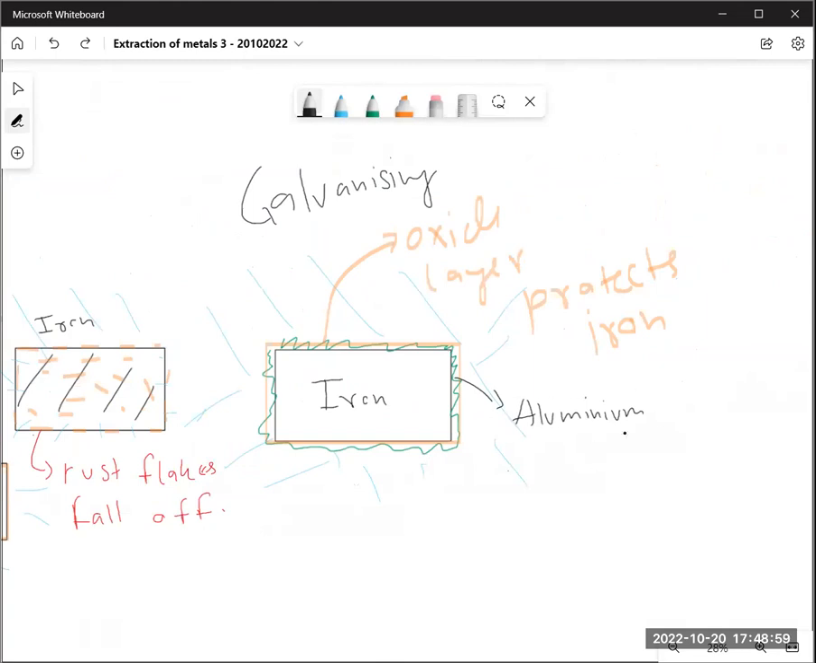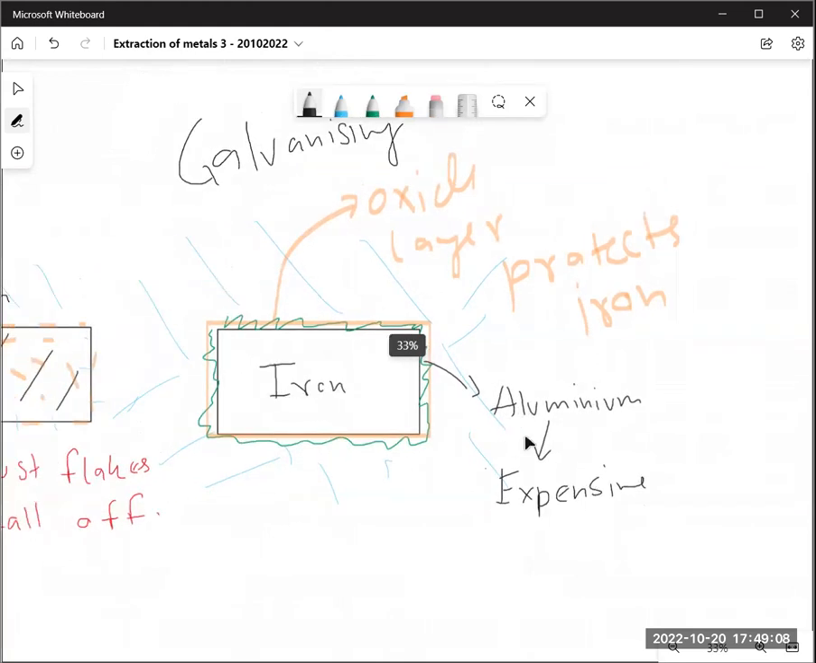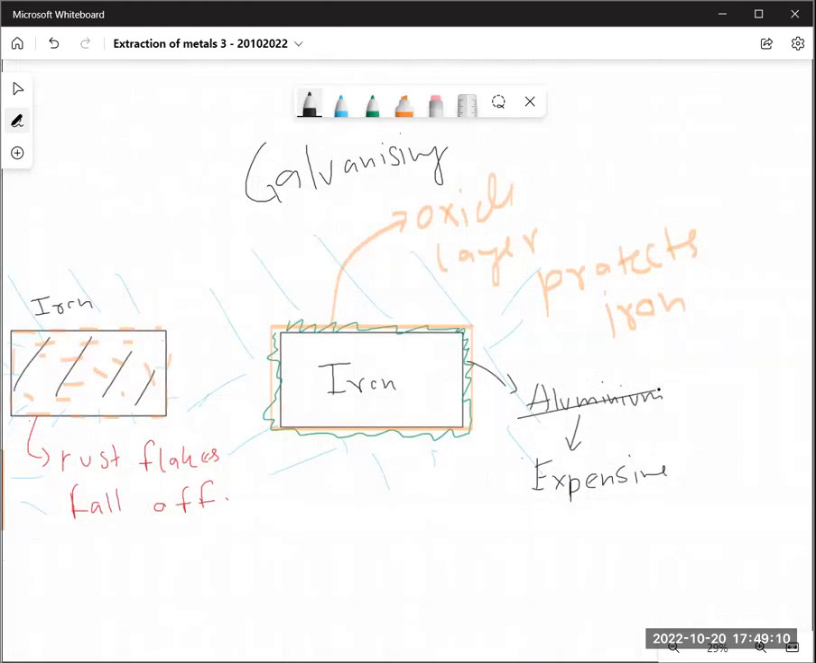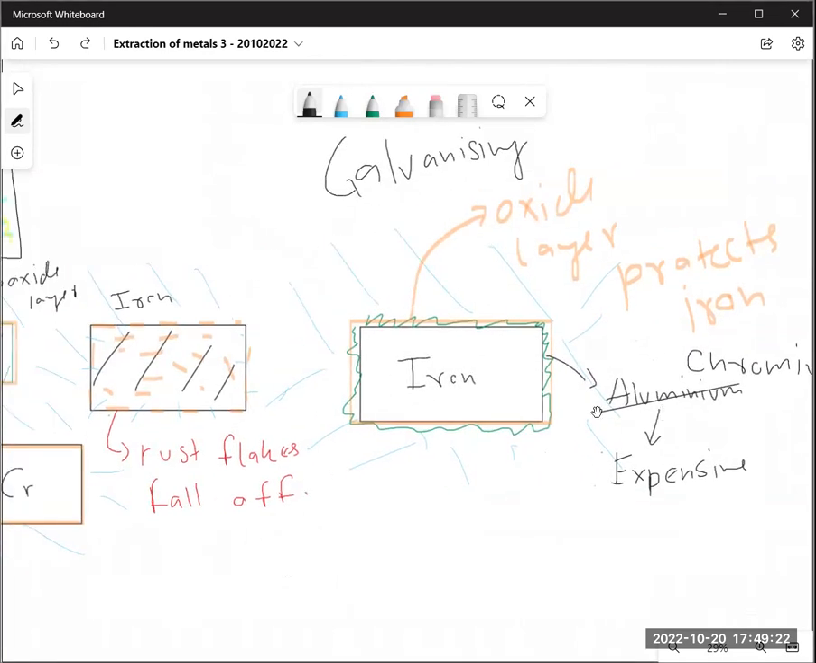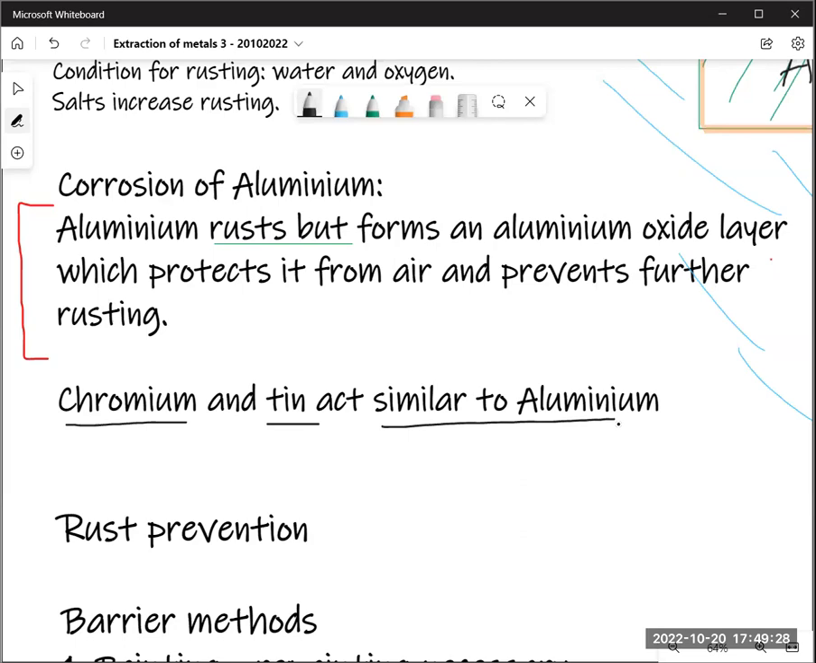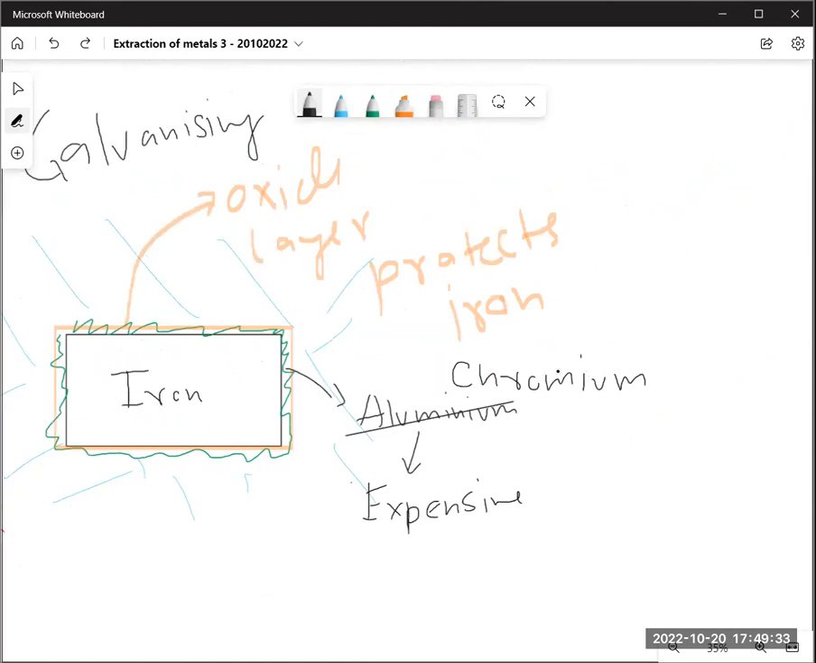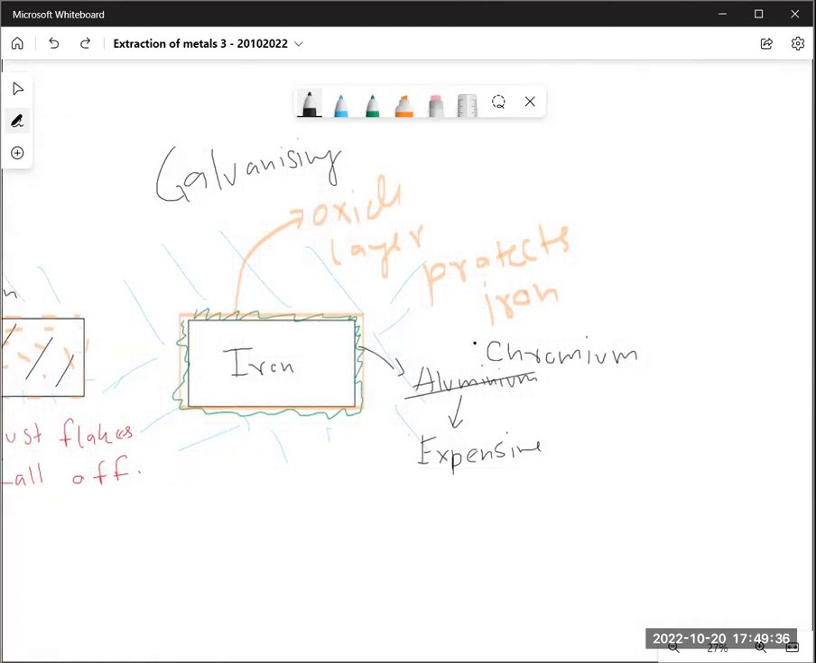Okay. Now we have aluminium, but the issue is aluminium is very expensive, so you can't use it. So instead of aluminium, I put chromium, which is cheaper. Does that make sense? Does chromium have similarities with aluminium? Yes. Chromium and tin act similar to aluminium, so you can also put tin. And if I put chromium on iron, what is it called? It's called stainless steel.